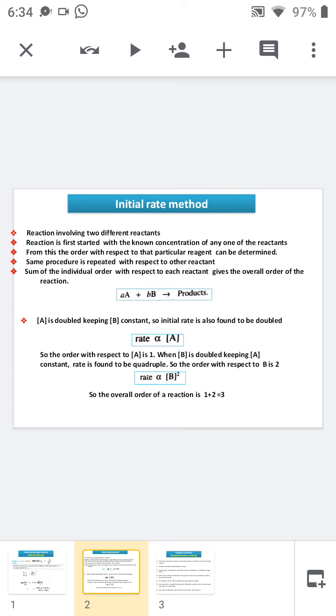So consider this example: small a moles of A and small b moles of B undergo a chemical reaction to give the product. If the concentration of A is doubled, keeping the concentration of B constant, we can find out the rate, and the initial rate is also found to be doubled. That means the rate is directly proportional to the concentration of A.